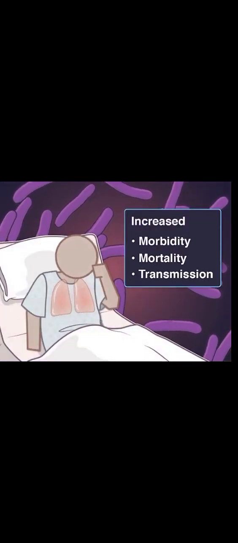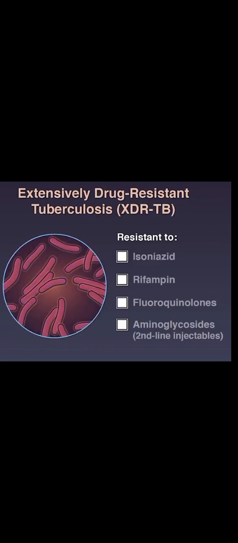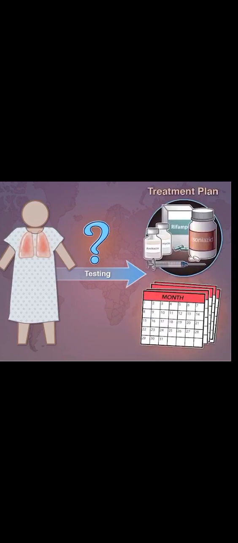The emergence of antibiotic-resistant tuberculosis has led to increased morbidity, mortality, and disease transmission. These TB strains include multi-drug-resistant tuberculosis, or MDR-TB, resistant to first-line drugs isoniazid and rifampin, and extensively drug-resistant tuberculosis, or XDR-TB, resistant to isoniazid and rifampin plus fluoroquinolones and second-line injectable drugs. Globally, there is a need to ensure universal and prompt testing for patients with TB to determine the most effective antibiotics and the duration of treatment needed.